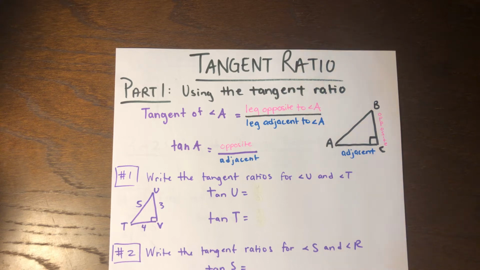Hi guys, today's topic is tangent ratio. So we're going to be dealing with trigonometry right now, and trigonometry comes from the Greek words meaning triangle measurement. So we're dealing with triangles and measuring. So part one is using the tangent ratio.